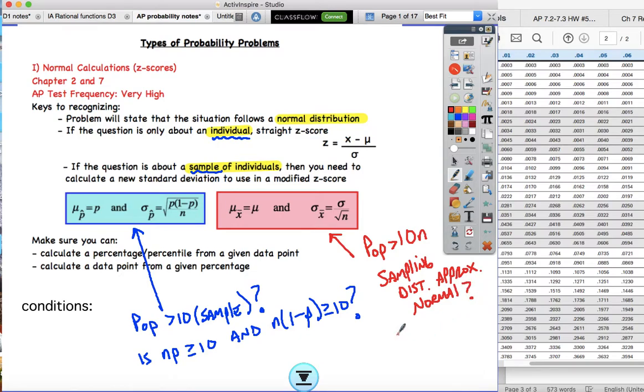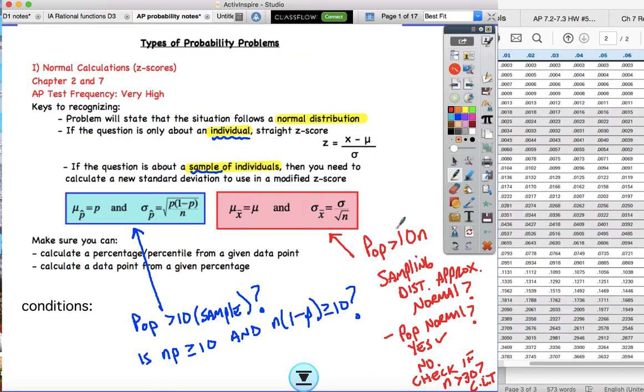Okay, now, if it says in the problem that the population is normal, if it's a yes, then you're good to go. If it's a no, then what you're going to do is check to see if your sample size is more than 30. If it is, then the central limit theorem is going to apply. And then you'll be good to go.